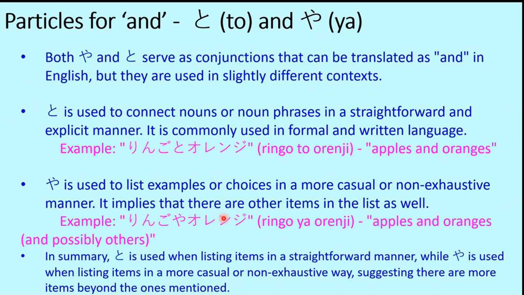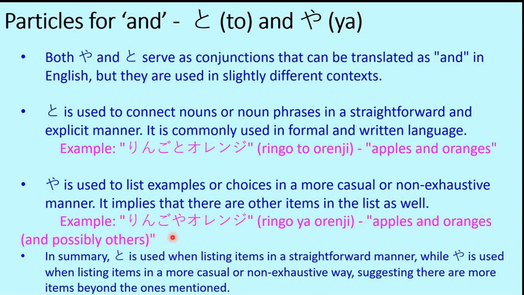So now let's summarize. Both ya and to serve as conjunctions that can be translated as and in English, but they are used in slightly different contexts. To is used to connect nouns or noun phrases in a straightforward and explicit manner. It is commonly used in formal and retail language. For example, ringo to orange means apples and oranges. Here we have used to. Again, ya is used to list examples or choices in a more casual or non-exhaustive manner. It implies that there are other items in the list as well. Here again, ringo ya orange, apples and oranges, and possibly others.